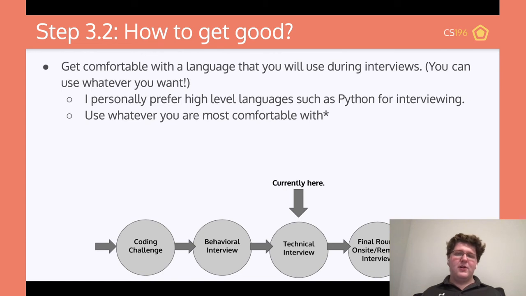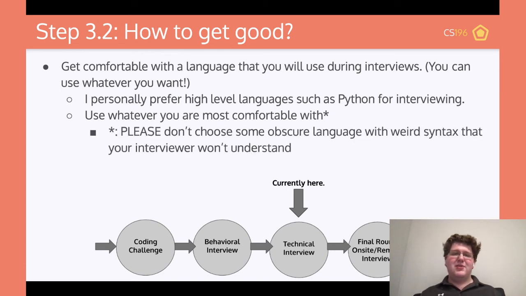I personally prefer using high-level languages, Python, Java, whatever, just because it simplifies my life. Python is really great because there's less syntactical sugar that you have to put everywhere. It's very clean, very quick, and you can generally write stuff very fast. And then you can use whatever you want, but as you can see, there's an asterisk there. Please don't choose some random language that has super weird syntax that nobody understands, right?